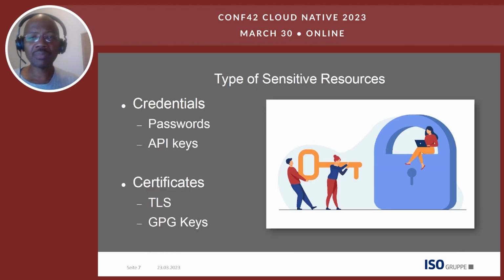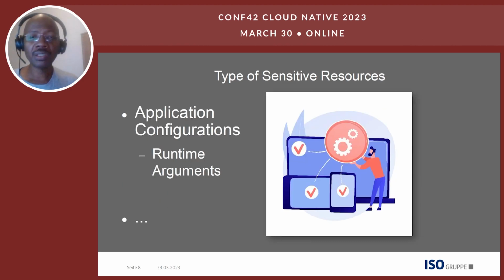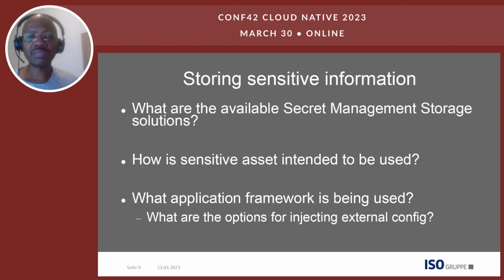In terms of types of sensitive resources, we can talk about credentials such as passwords, API keys, certificates such as TLS and GPG keys, or also application configurations such as runtime arguments. Of course, depending on our application, there may be many more various data that are considered sensitive in our particular context. Regarding storing sensitive information, we should ask ourselves, what are the available secret management storage solutions? How is the sensitive asset intended to be used? What application framework is being used? And what are the options for injecting external configurations?